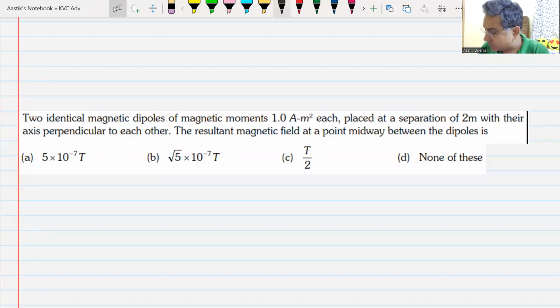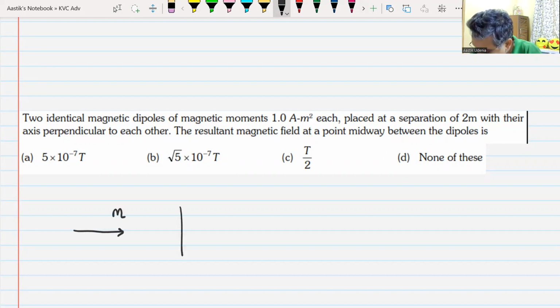So how are we supposed to do this? If I make one of the dipoles like this, M, the other dipole would be like this. Do we understand this? Yes. Their axes are perpendicular. And I have to find the field at this point, which is the center. The distance of this point from both the dipoles will be 1 meter.